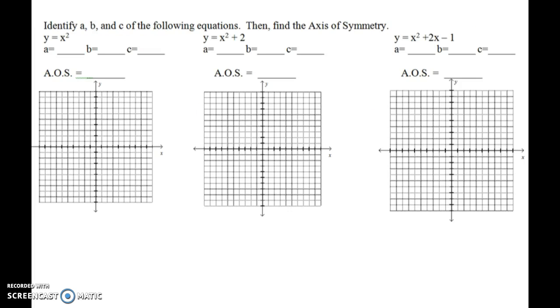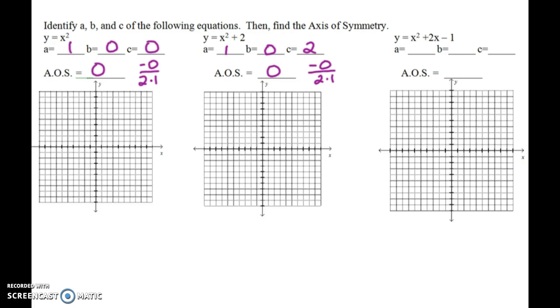Let's just go through and identify a, b, and c. A on this first one, y equals x squared, is a 1. There's no x term, so b is 0, and c is 0. When I do the negative b over 2a, I get negative 0 over 2 times 1, which is a 0. Number 2, a equals 1, b equals 0, and c equals 2. But my negative b over 2a is still going to be that, so it's still 0. What that means on those first two is my line of symmetry is the y-axis.